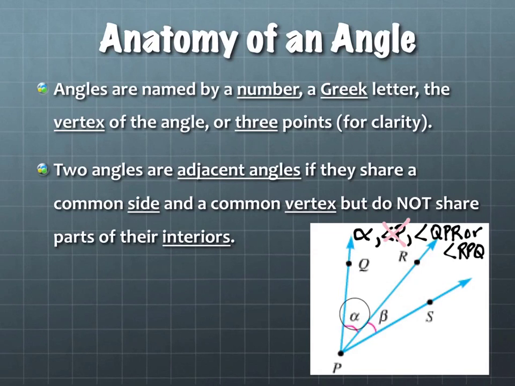P has to be in the middle because it's the vertex. Did you have a question, Hannah? What is the first, like, is it the Greek letter? It's a Greek letter alpha. Okay. Yeah. Why would we not use that one, did you say?